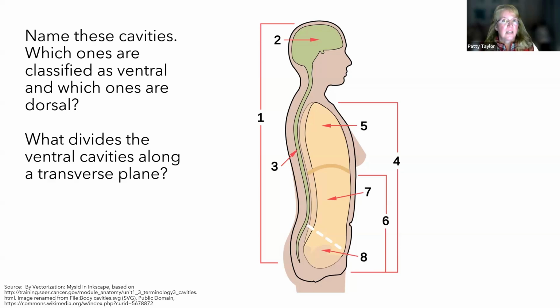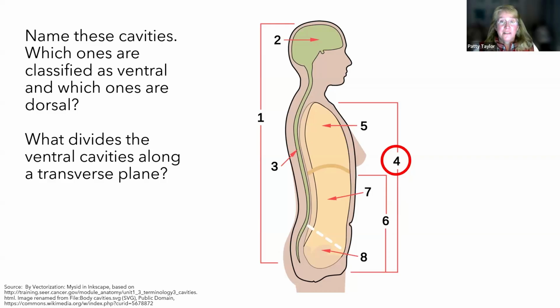So which one of these cavities is classified as ventral? That's number 4. So the ventral cavity houses thoracic, which is 5, abdominal, which is 7, pelvic, number 8, or combine them and make abdominopelvic, which is number 6.